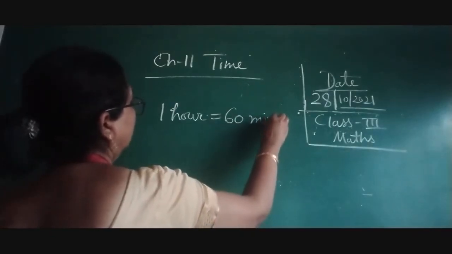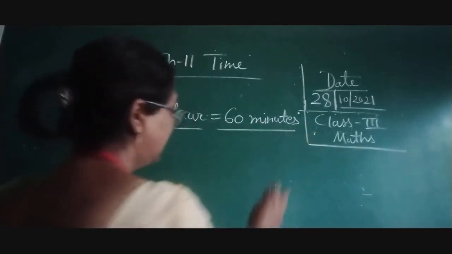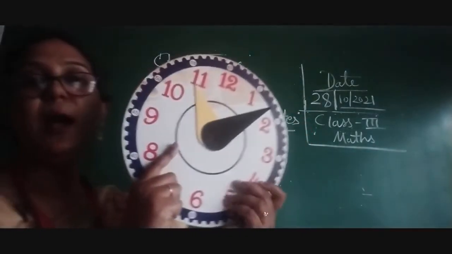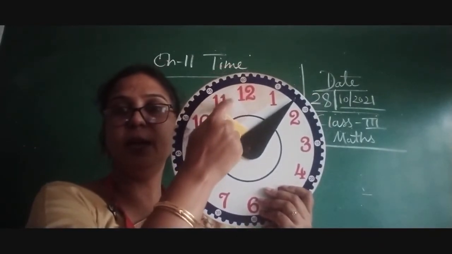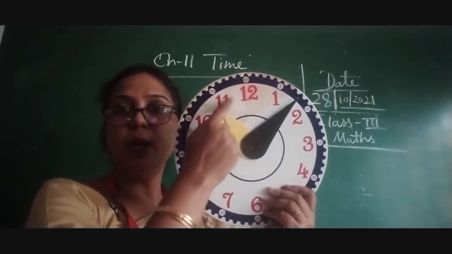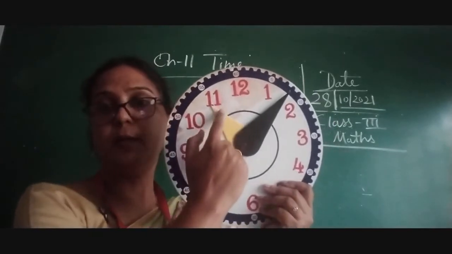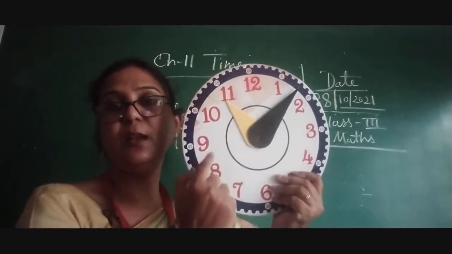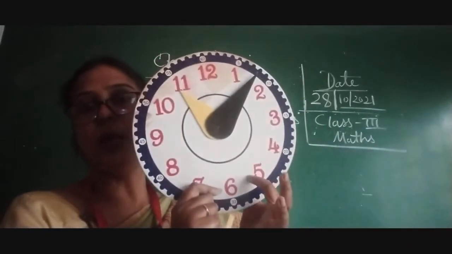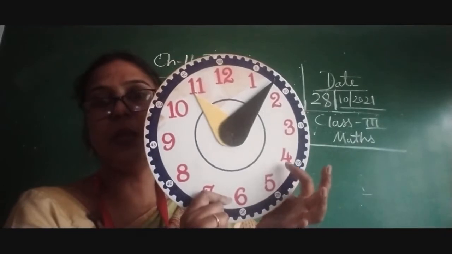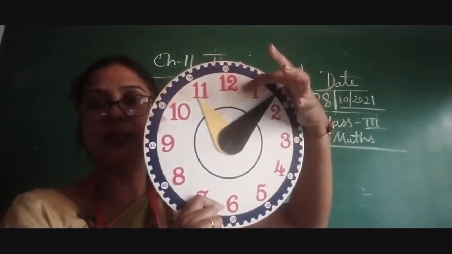60 minutes, children. 1 hour is equal to 60 minutes. It means there are 5 subdivisions here, according to the successor number. Now, children, if we count it: 5, 10, 15, 20, 25, 30, 35, 40, 45, 50, 55 and 60.